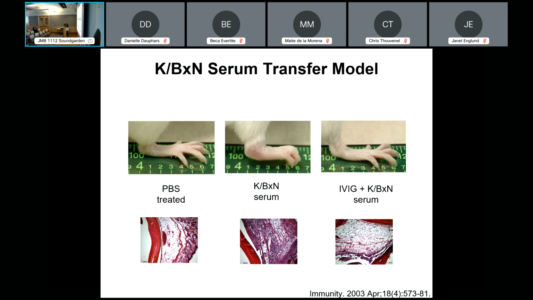But when you do the transfer, you get this characteristic edema of the paws and a very characteristic inflammatory infiltration of neutrophils and macrophages to the joints. And then importantly, from our perspective, the immunomodulatory dose of IVIG, so 1 gram per kilogram, prevents the swelling and it prevents the inflammatory infiltration. So it's just a clear readout in vivo of anti-inflammatory activity of IVIG.